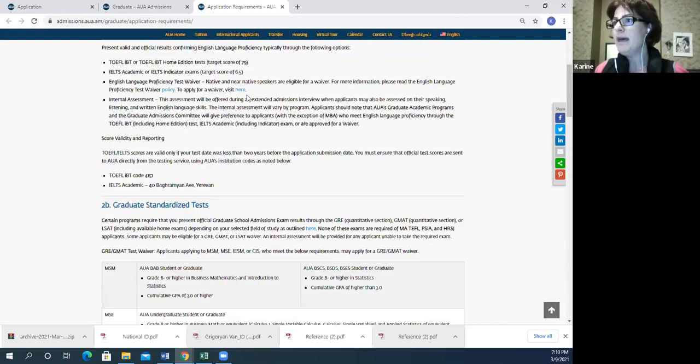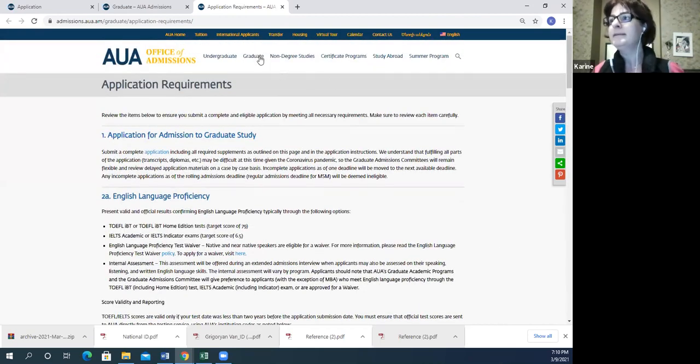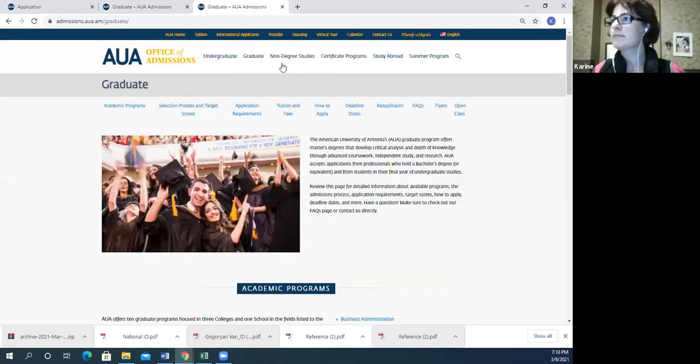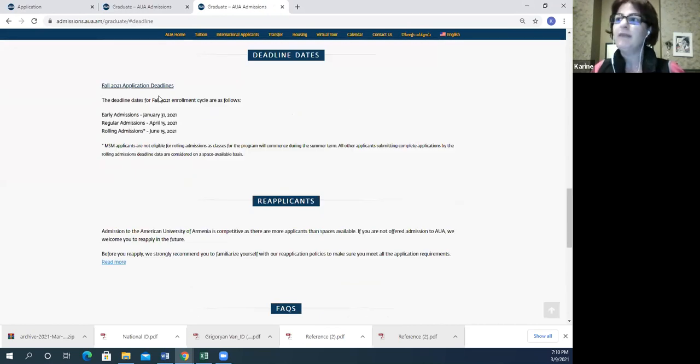So I will go back to the admission deadlines. It is also very important for you to know the deadline dates. We have early, regular, and rolling admission deadline dates. The early admission is already over, so regular and rolling admissions are left.